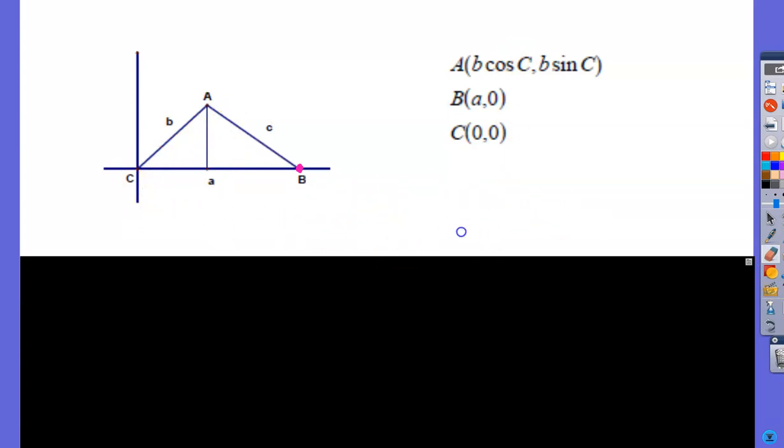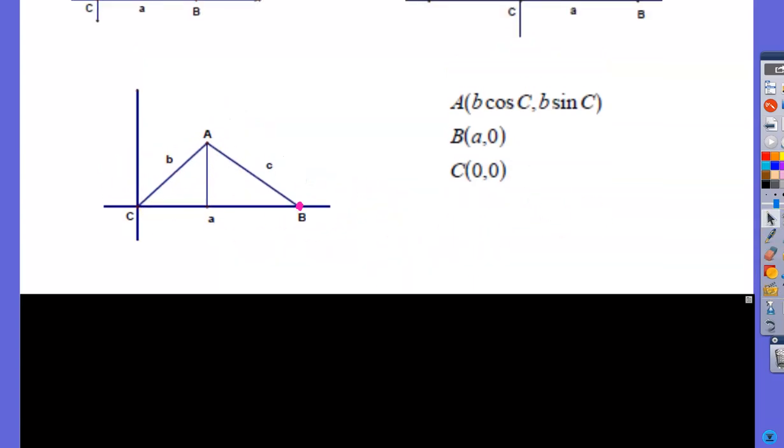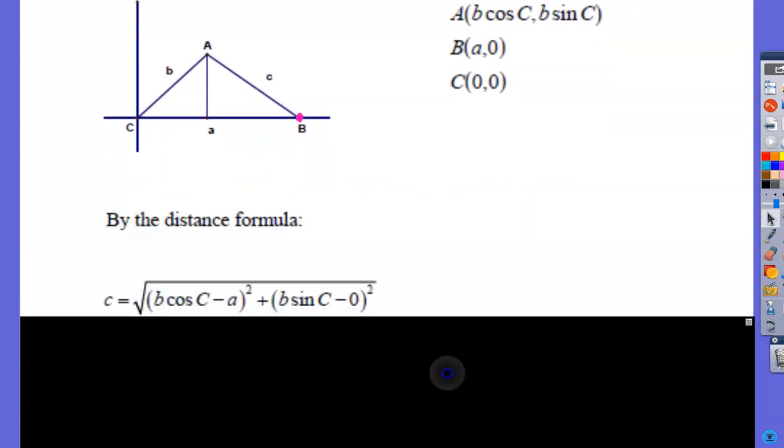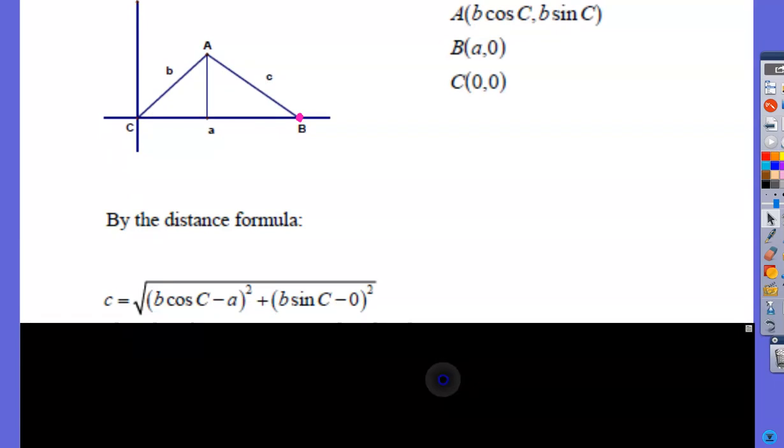Okay, so now we are going to solve for a side, and I think we're solving for side C, yeah. So we're going to solve for side C by using the distance formula. So side C is this right here, and I'm going to use the distance formula. And I'm going to use the fact that this is a little right triangle, but you'll see how we can manipulate it in a little bit. So I'm going to use this.